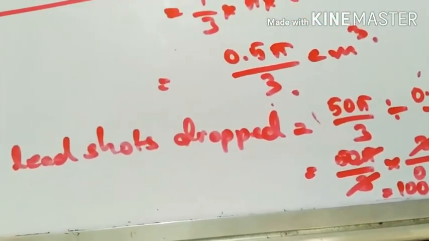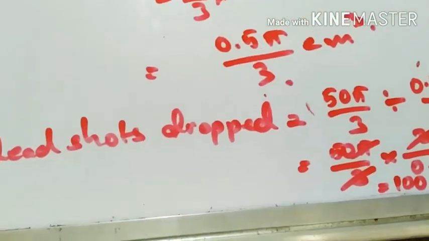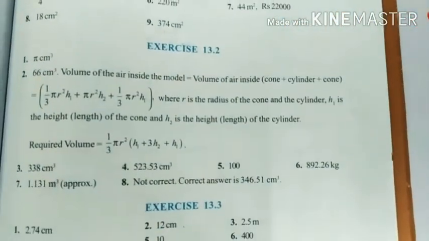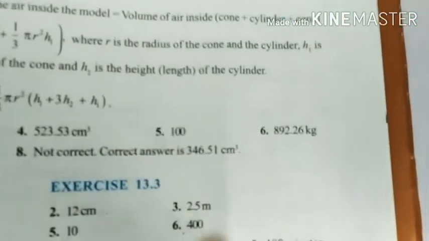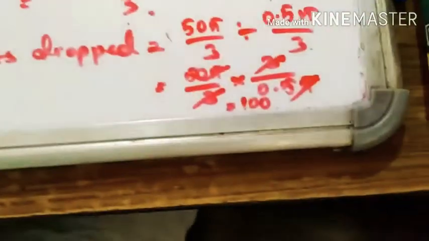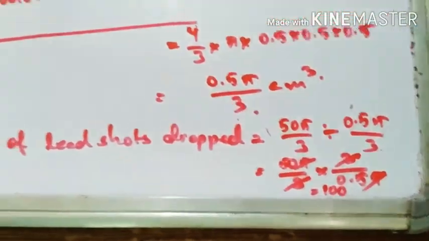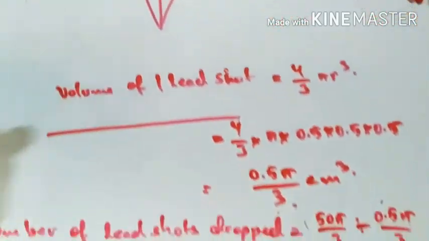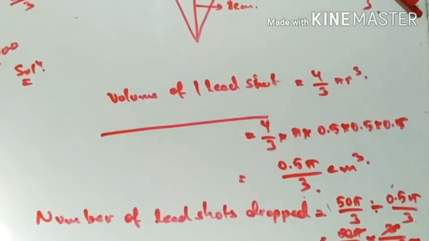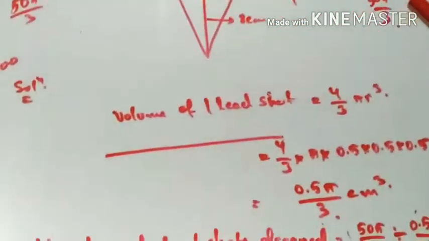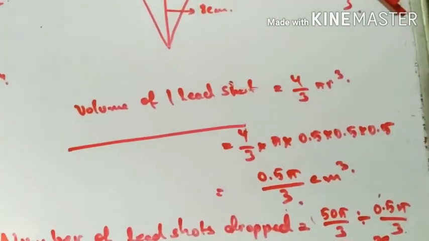Let's check the back answer one time. Yes, number 5, you see 100. So 100 lead shots were dropped in this cone. Next we will do question number 6.